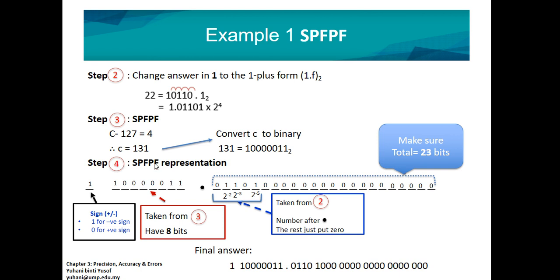So step number 4, we need to represent it in the single precision floating point form. Since your equation is negative, if you remember, the equation is converting negative 22.5, that's why we put 1 here. Okay, this one we taken from 3. You see here you have 1 2 3 4 5 6 7 8, so equal 8 bits. So how we put it? You put it from right to the left. So this one put here 1 1 0 0 until the last one is 1.